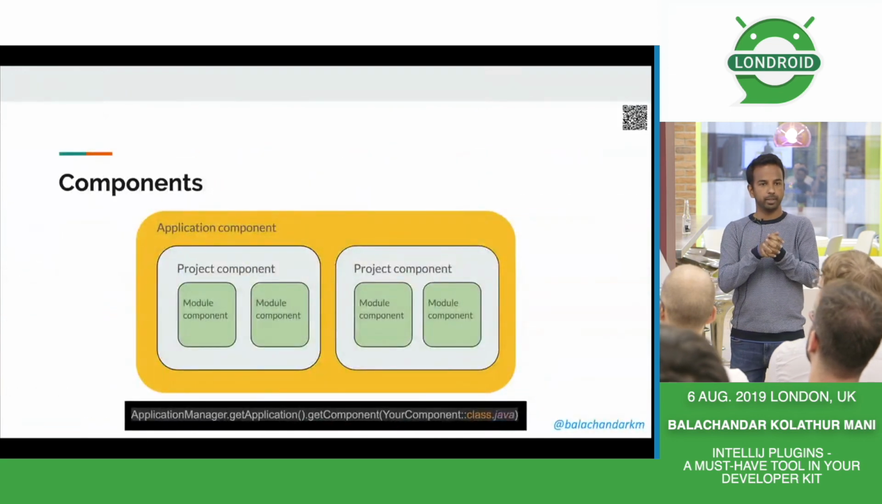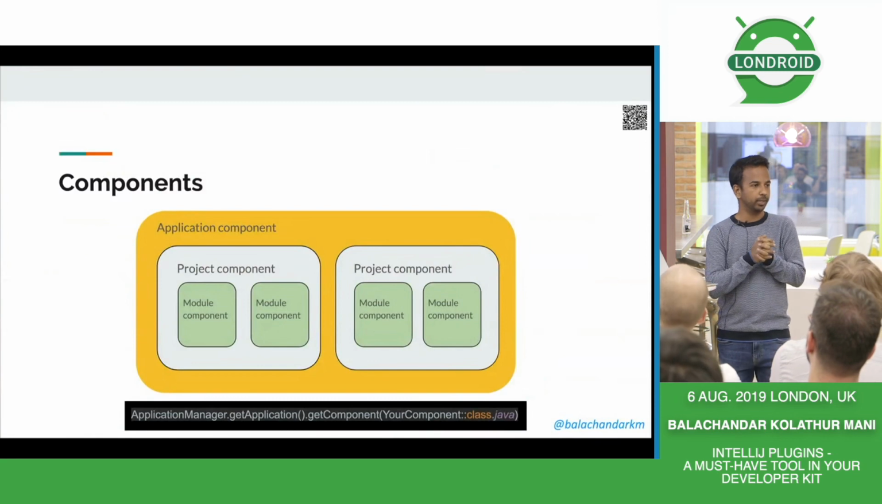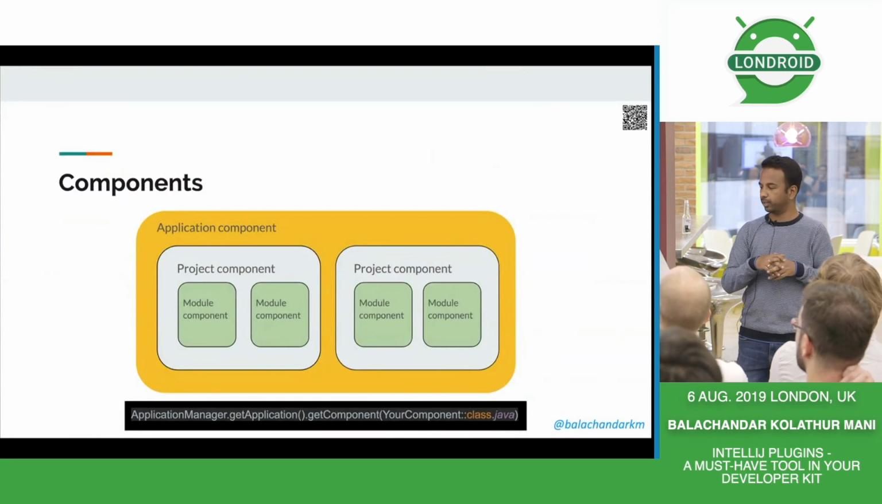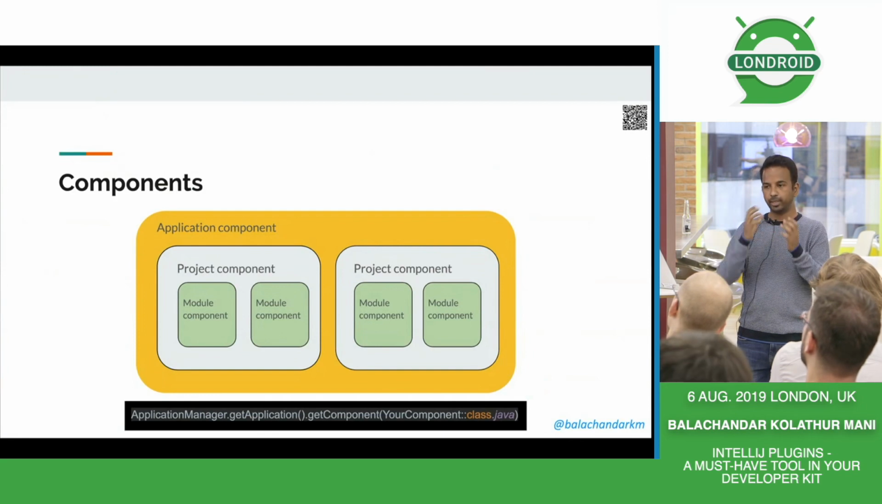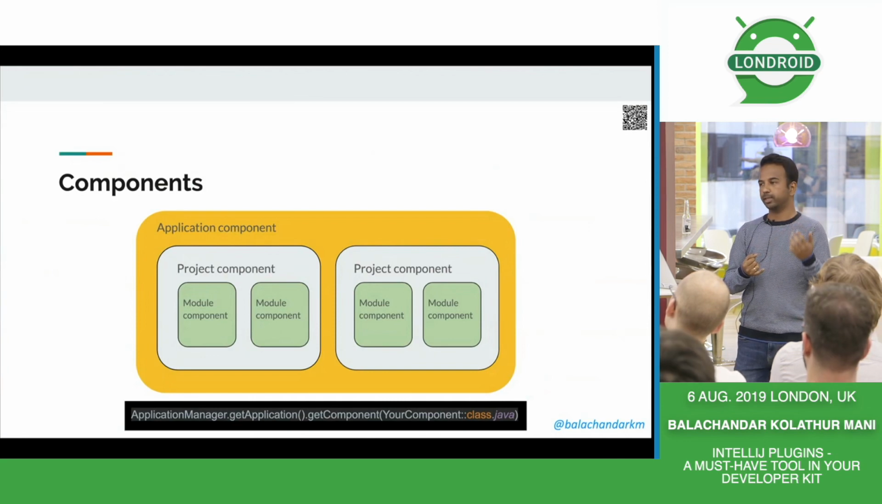Okay, so the first building block in developing a plugin is components. There are 3 different types of components. The first type is the application component, which is instantiated when you open Android Studio or IntelliJ. When the IDE starts, this application component is created. And then for each project that you open inside IntelliJ, you get a project component. And for each module that you open inside a project, you get a module component.